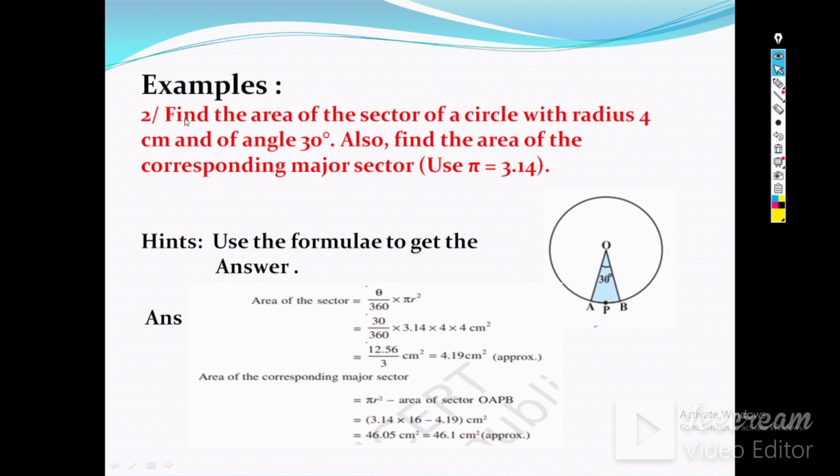Now example. It is given: find the area of the sector of a circle with radius 4 and angle 30 degree. Also find the area of the corresponding major sector. So theta is given as 30 degree and the radius is 4. Now you can apply those values in the formula: 30 divided by 360 into pi, in place of pi it is 3.14, into 4 square, then you calculate and you get the answer. And for the major sector you have to calculate the whole area of the circle, that is pi r square, minus the area of the minor sector.